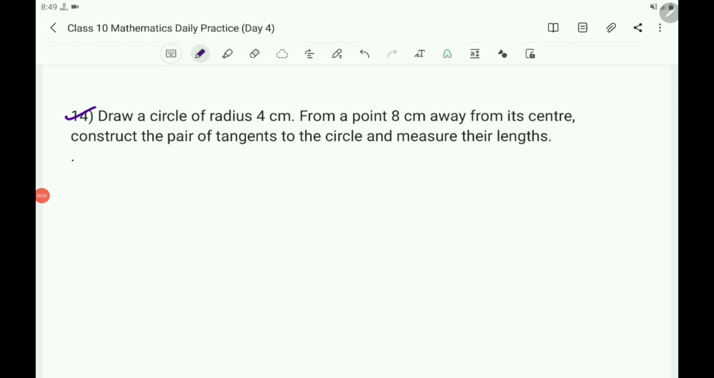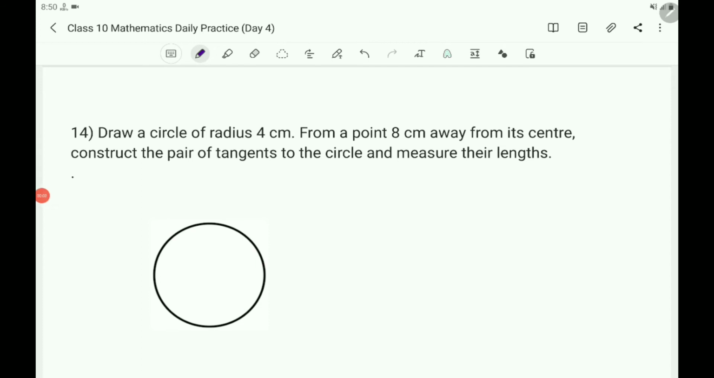Children, now you take the 14th question. Draw a circle of radius 4 cm from a point 8 cm away from its center. Construct the pair of tangents to the circle and measure their length. Children, go to the construction chapter. All types of constructions are made in those videos. Follow the video and do the construction. But here let us discuss roughly.